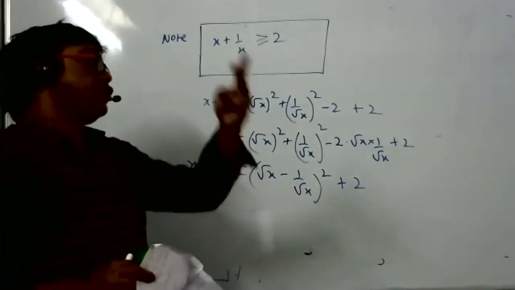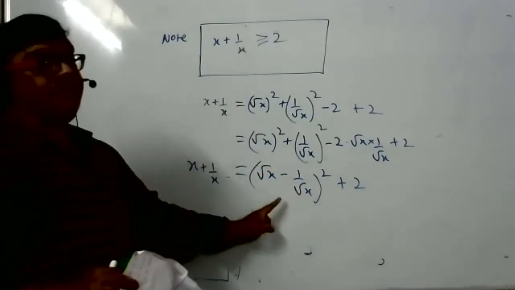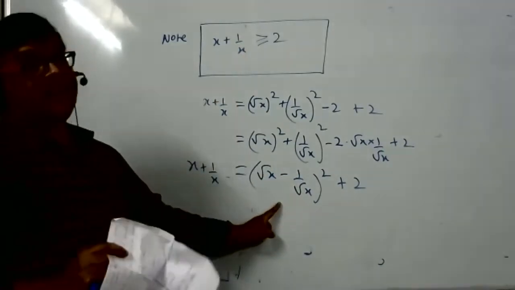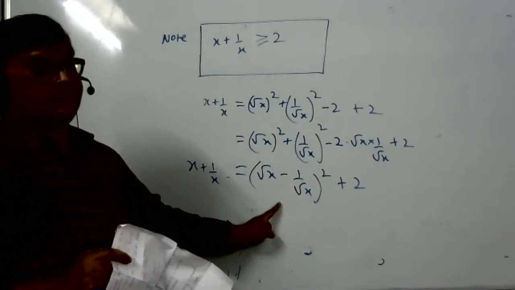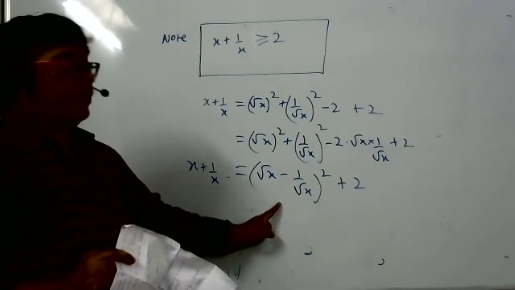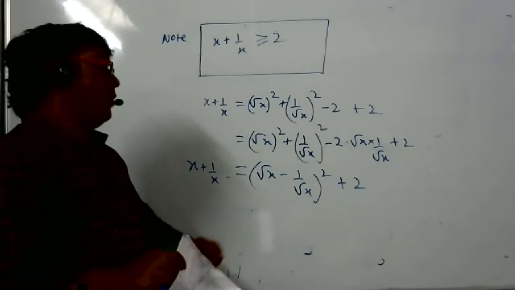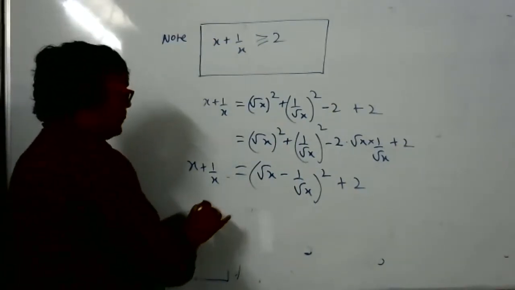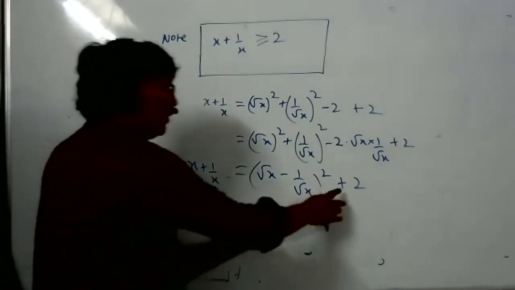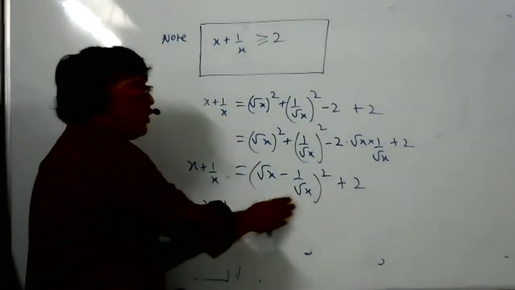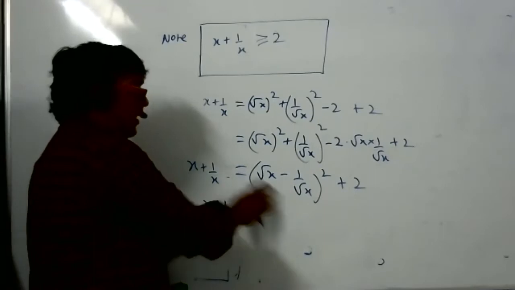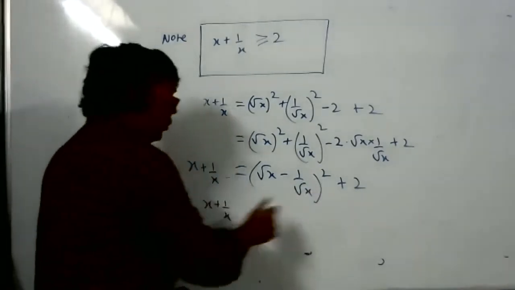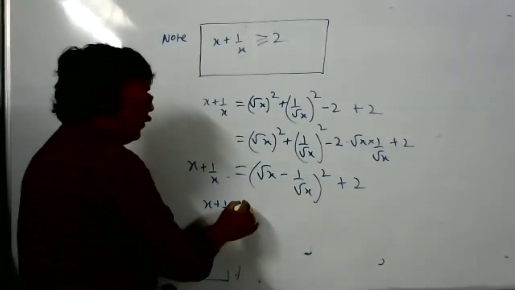The right hand side has two terms. The first term value can be minimum how much? The first term value can be minimum 0 or more than 0. This means x plus 1 by x will always be, if it takes 0 also, then x plus 1 by x will be 2. And if it takes more than 0, it will be more than 2.